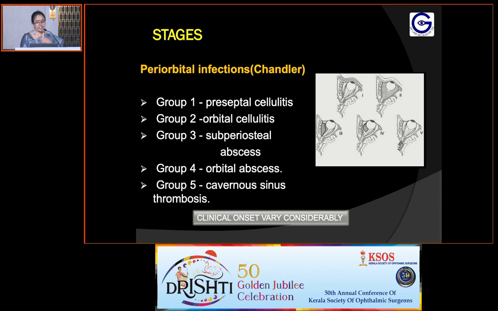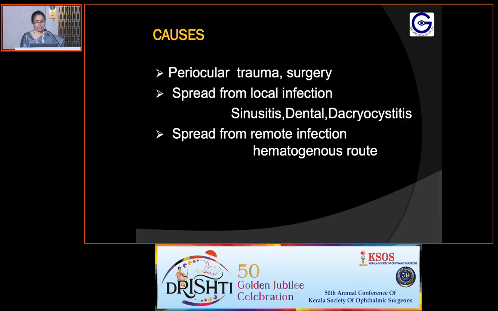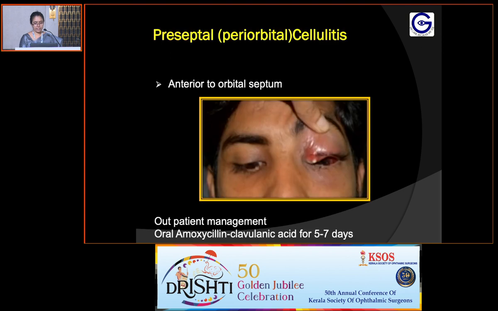So the clinical onset varies considerably. In any of these stages, a patient can present to us. Causes: periocular trauma or surgery, or spread from a local infection, sinusitis, dental, dacryocystitis, or spread from a remote infection. So when you see a patient with lid edema, suspecting infection, you have to ask a detailed history.